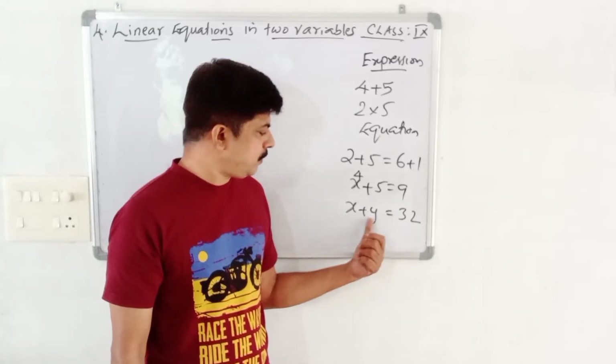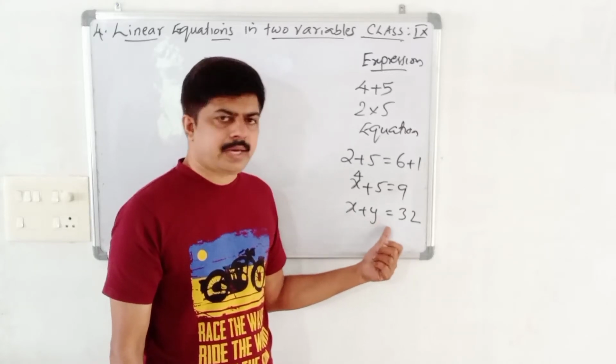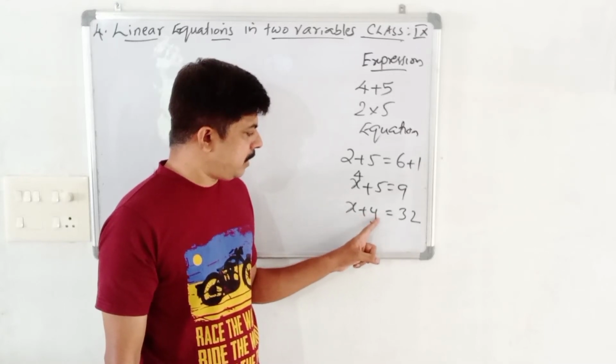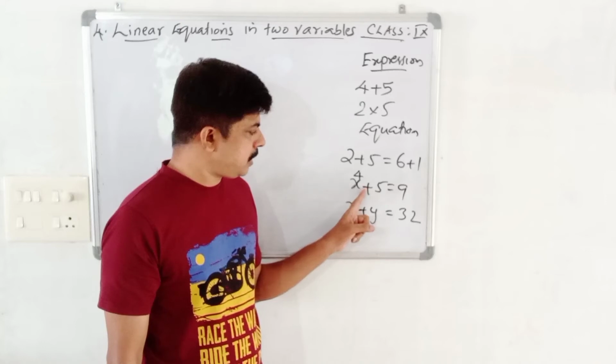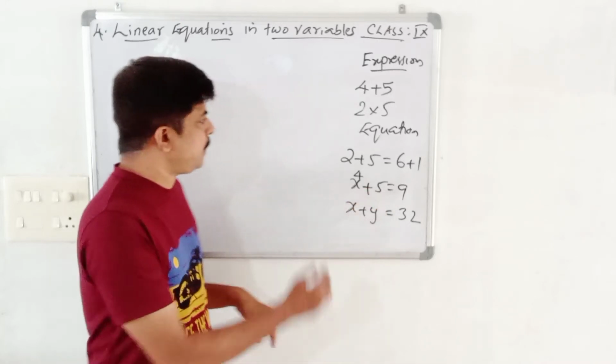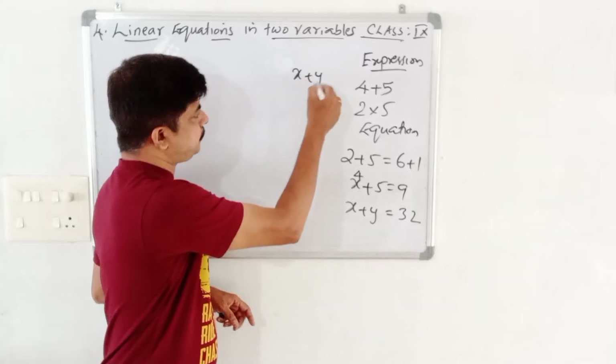Therefore, both will be denoted by different variables x and y. This is a linear equation in two variables. We have to use two variables. Here, this is a linear equation in one variable; there is one unknown quantity. Just an example, x plus y is equal to 10.